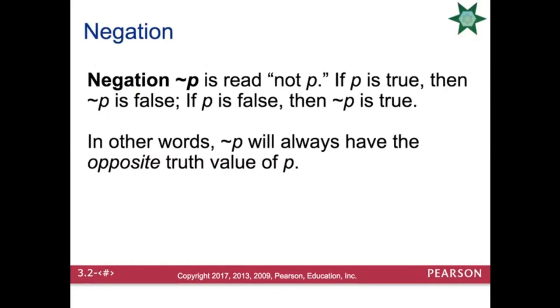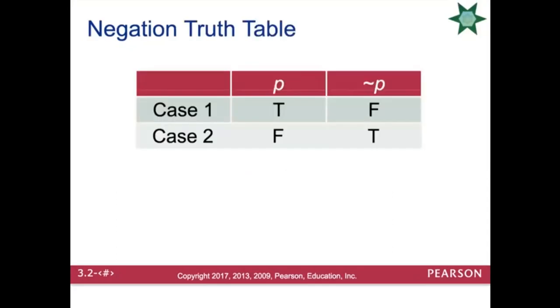When dealing with the negation, if the P statement is true, then the negation of that statement will be false. If the P statement is false, then the negation of that statement is true. So in other words, the negation of P will always have the opposite truth value of regular P. So for example, if I said Disney World is in Florida, that's my statement P. That statement is true. So the negation of P, Disney World is not in Florida, would be false.